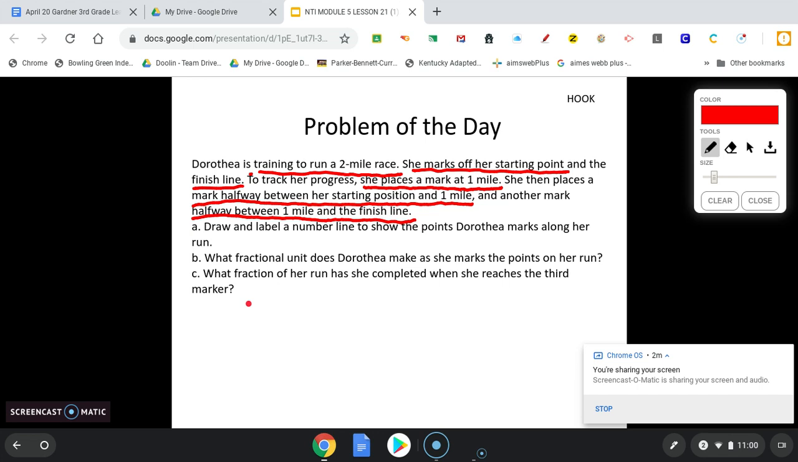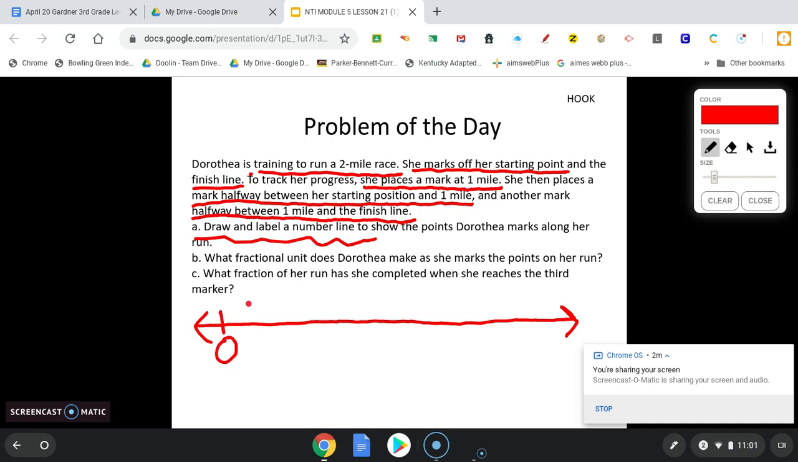So it says in A that we have to draw and label a number line. So let's start with our number line. And it says that she's running a 2-mile race. So let's go ahead and let's start right here. So we're going to put our endpoints of 0 and 0 miles. And then I'm going to label where 1 mile would be, and then where 2 miles will be. Now, this is just one race. We have to keep that in mind. This is just one race.